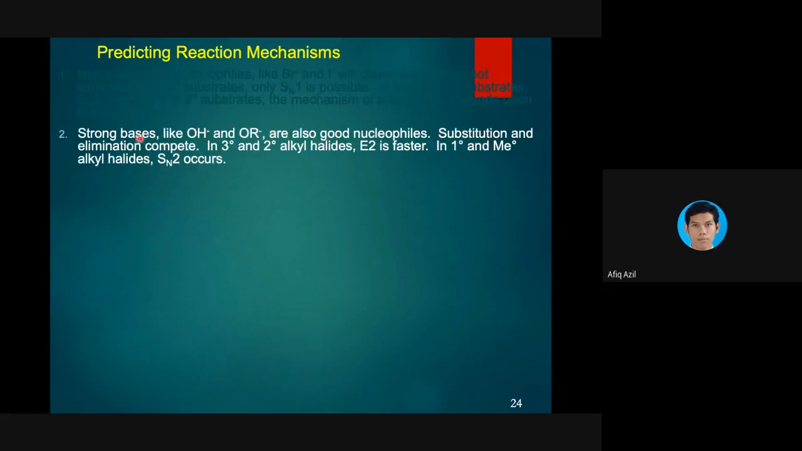But if you are using strong bases, like the hydroxy group or OR-, which is alkoxide, like methoxide, ethoxide, and so on, they are still considered to be nucleophiles, but instead of being a neutral nucleophile like bromide and iodide, they are also very strong bases. So substitution and elimination will compete, but the reaction will mostly favor elimination. In tertiary and secondary alkyl halides, E2 will be faster, but in primary and methyl alkyl halides, just one carbon, the SN2 reaction will occur.